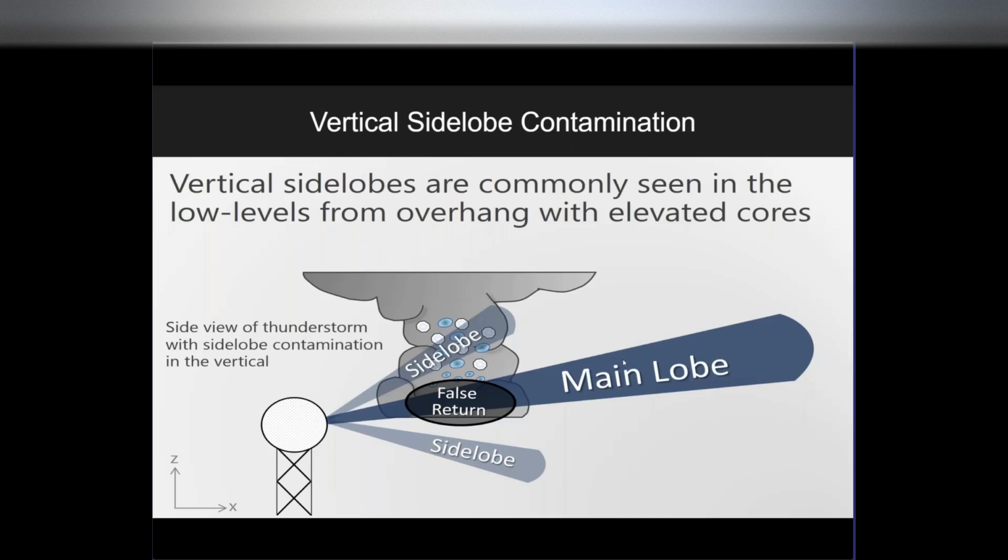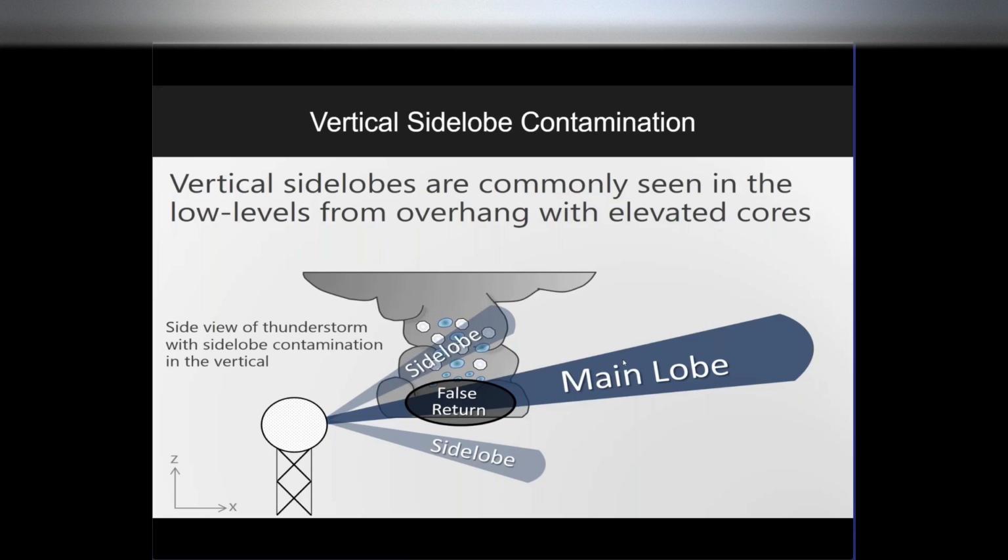So this one, I'll try to keep it pretty basic, but vertical side lobe contamination has become more and more of a bigger challenge when we ended up with dual polarization of the radars. Vertical side lobes are commonly seen in the low levels and from the overhang with elevated thunderstorm cores. When the radar beam goes out, remember it's a cylindrical pulse. The main center of that beam is the strongest signal from the pulse, and then you have this drop off on the sides, and the main lobe goes out, and then you have your side lobes of the same cylindrical beam.